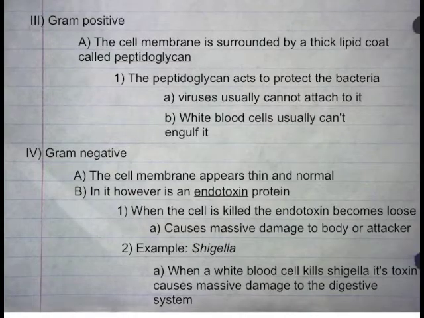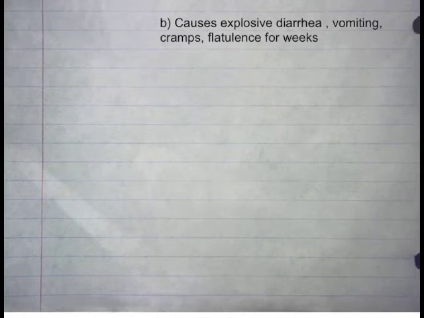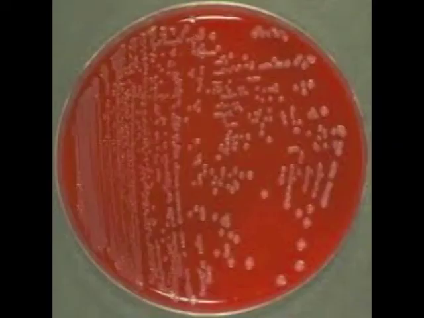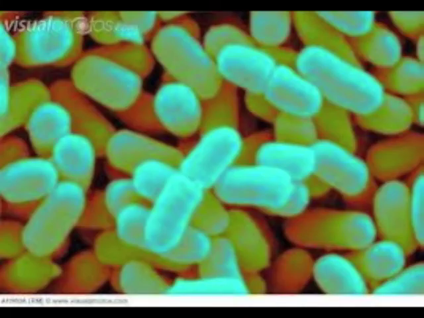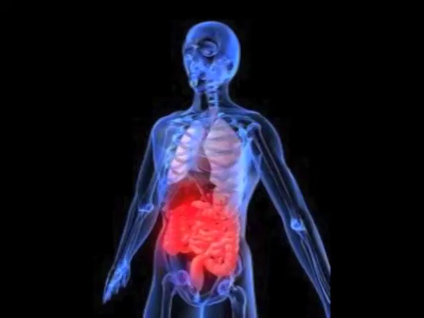Example, Shigella. When a white blood cell kills Shigella, its toxin is released and causes massive damage to the gastrointestinal tract. The toxin then can lead to explosive diarrhea, vomiting, cramps, and flatulence for weeks. One such example is Shigella sonnei. When Shigella sonnei is consumed by white blood cells, the poison that it releases goes into the body and into the intestinal tract, causing severe gastrointestinal distress.